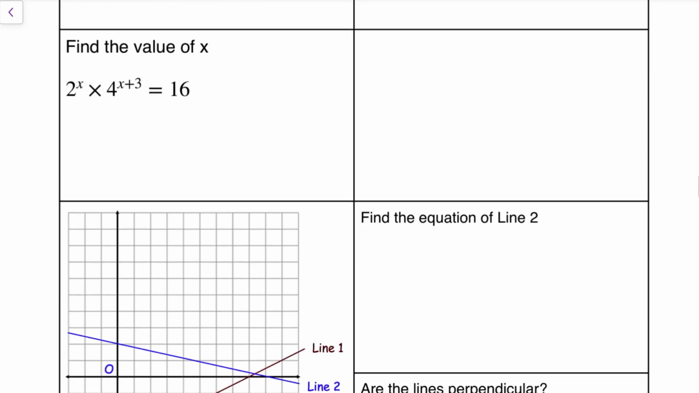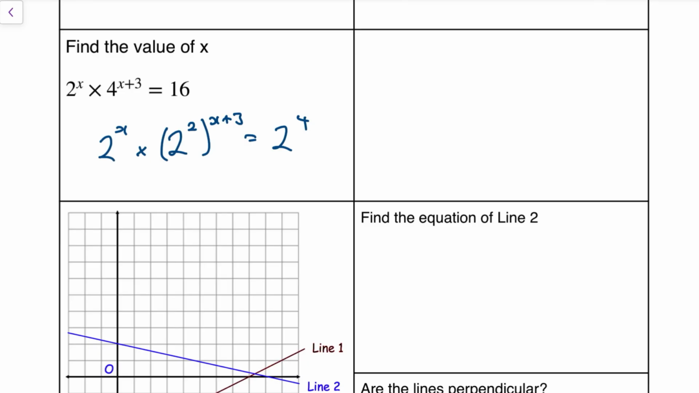Next question. Find the value of x. Okay, so this is just an index rule question. So I'm going to change everything to the power of 2. So 2 to the x times 2 squared, which is 4, to the power of x plus 3 is equal to 2 to the power of 4, which is the same as 16.